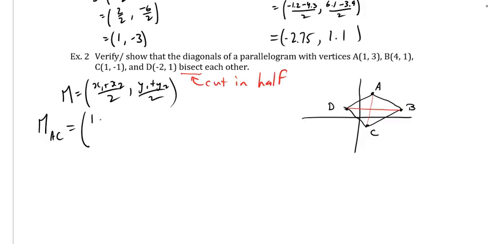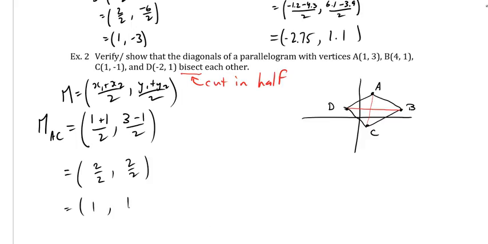So (1 + 1)/2, and (3 + (-1))/2, or 3 minus 1 over 2. 1 plus 1 over 2 is 2 over 2, which is 1. 3 minus 1 over 2 is 2 over 2, which is also 1. The formula is absolutely plus, but we added a negative 1, so I just did minus 1, yeah.